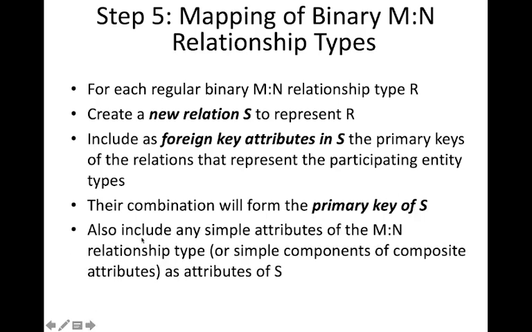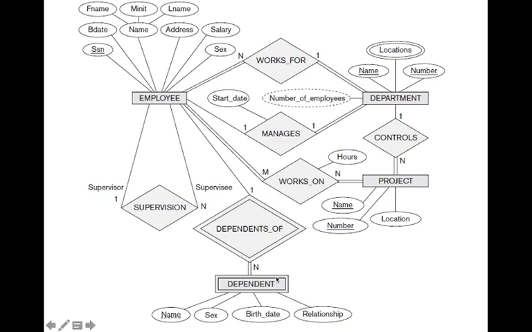And if there are any simple attributes in that M is to N relationship type, then include also all those attributes in S. We'll see this example, then you will understand what we have written. So we have Works On relation, it is an M is to N. So what we should do, we have to create a new relation. We can call it Works On, a new table, Works On table will be formed.